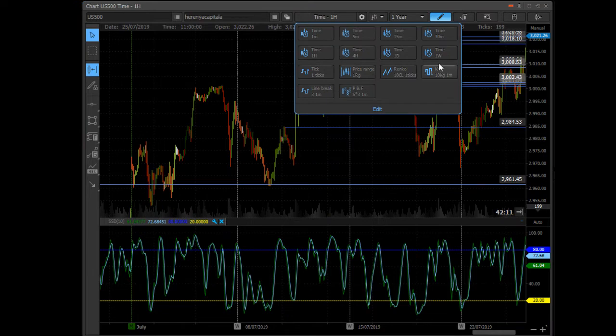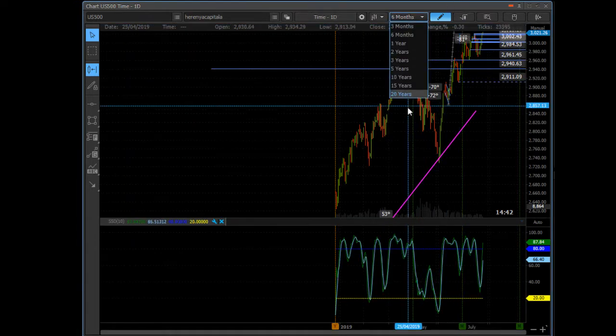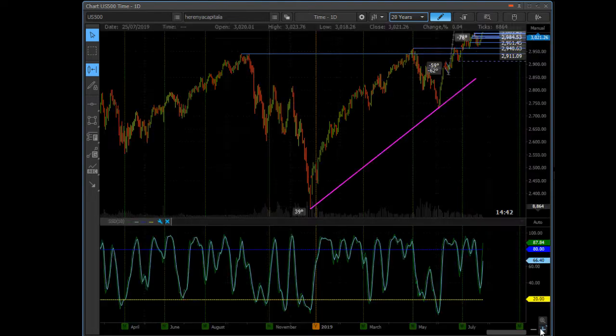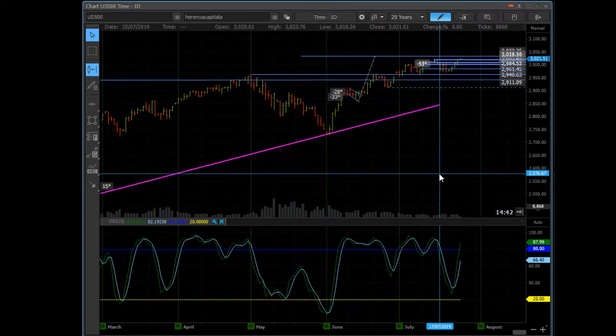Also, just for reference sake, I'm not sure how much time I spent on the daily chart last time around, but there is also this longer term setup.